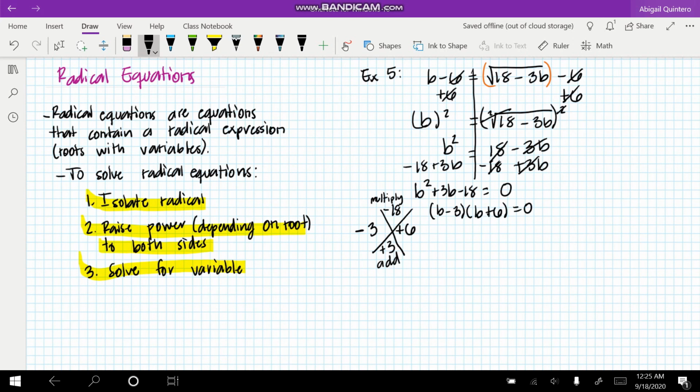And then by the zero product property, we know that if we're multiplying and the answer is 0, then at least one of the factors has to be 0. So we have b minus 3 equals 0, or b plus 6 equals 0. If we solve, we move the negative 3 to the other side as a positive, b equals positive 3, and b equals negative 6. And that would be our solution.